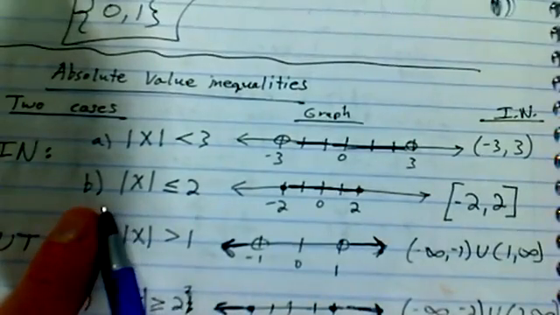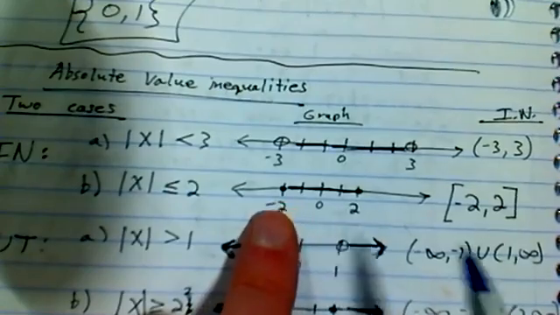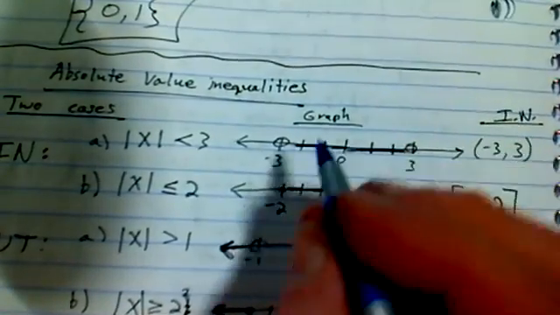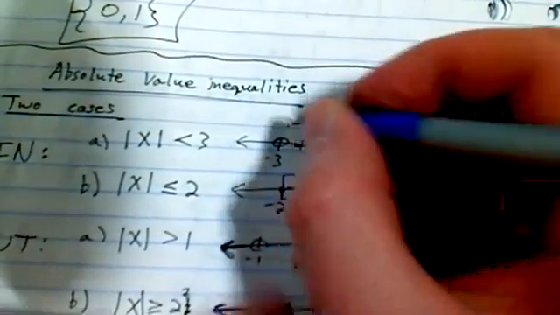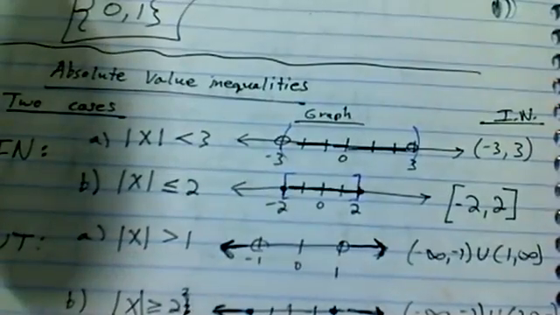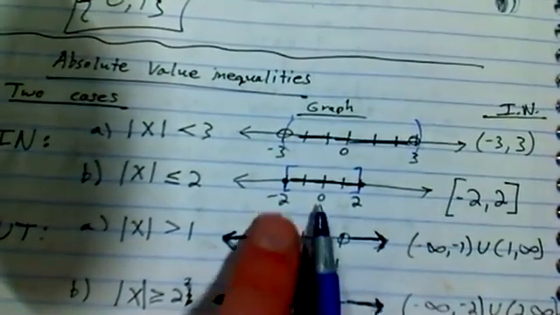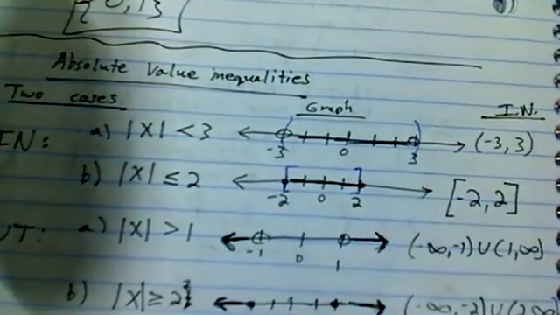Now, very similarly for b, if it's less than or equal to, it's the same thing, it's just with closed circles, okay? Or, especially if you're on MyMathLab, you'll see these as brackets. And you'll see open circles as parentheses on MyMathLab. So do be aware of that. And this is just everything within 2 from 0, including those endpoints. So there it is in interval notation.